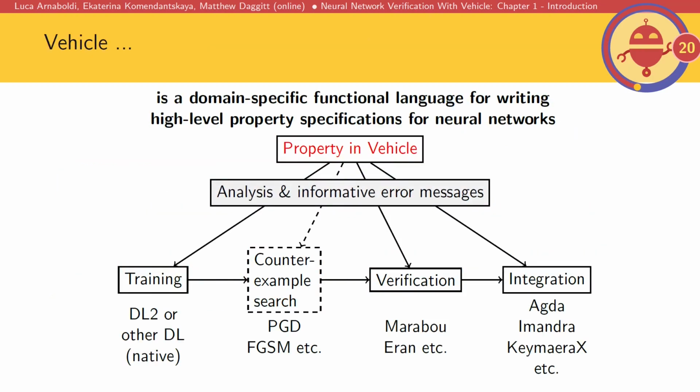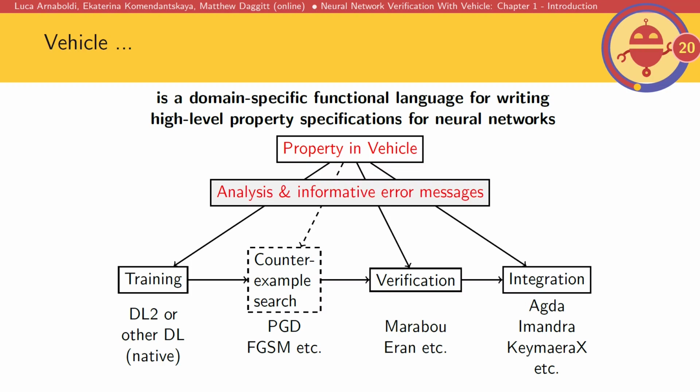So Vehicle will look like this. It's a domain-specific functional language for writing high-level property specifications for neural nets. So again, we assume that someone has given us the magical property. Then something that we're adding and that hasn't been present in the previous literature would be this analysis and informative error messages. It's not just that we put this in a high-order language as a property so that humans could read this, but also we could give some support for the user in case something got wrong in the spec. So these 2 blocks cover both the language syntax and type checking and compilation.